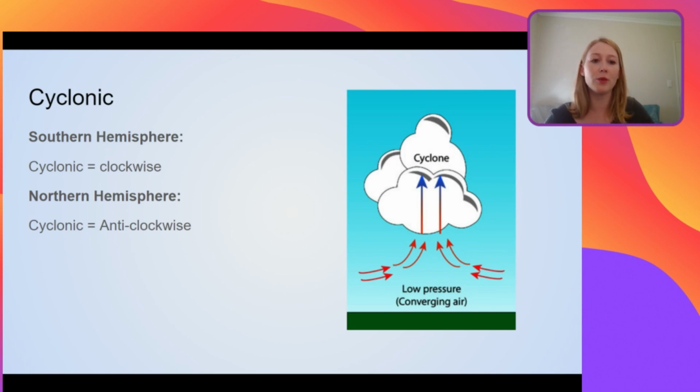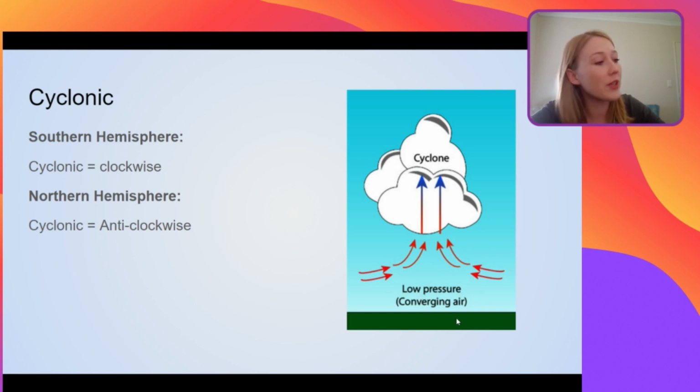So let's first go with the difference between cyclonic and anticyclonic. Cyclonic in the southern hemisphere looks at a clockwise direction of air. In the northern hemisphere, it looks at an anti-clockwise movement of air.